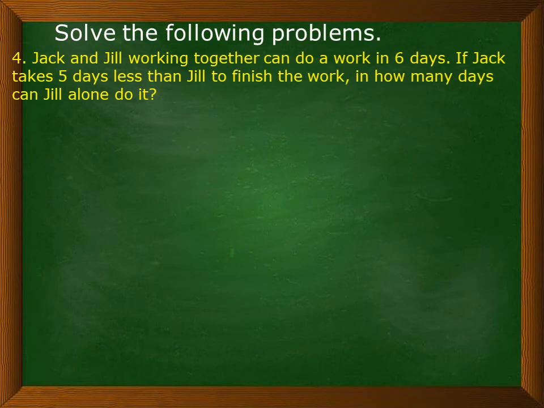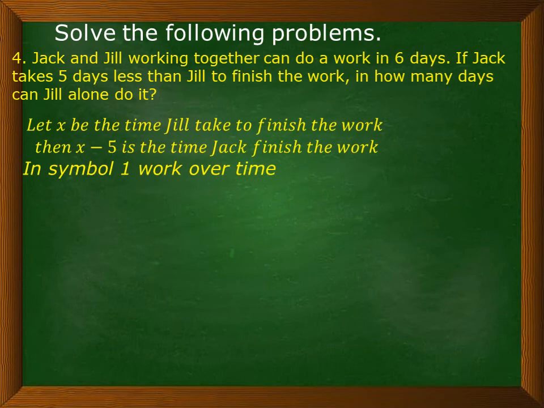Jack and Jill working together can do a work in 6 days. If Jack takes 5 days less than Jill to finish the work, in how many days can Jill alone do it? So, in this problem, we let x be the time Jill takes to finish the work, because you are asked how many days Jill can finish the work alone.